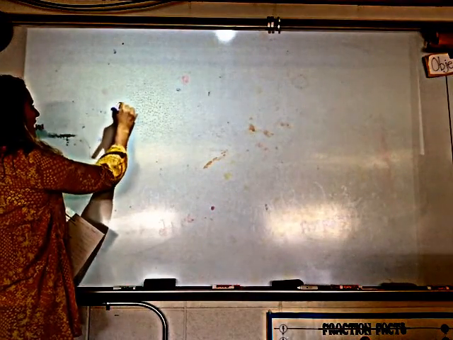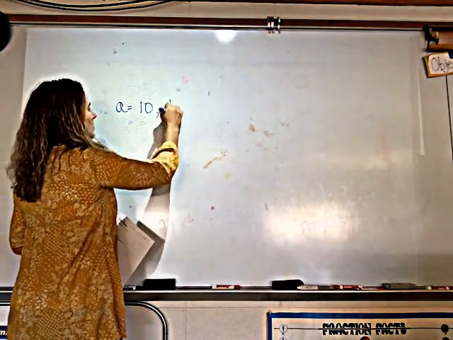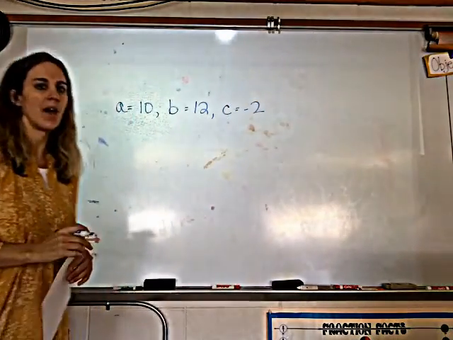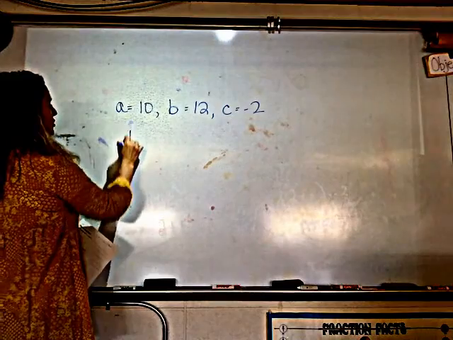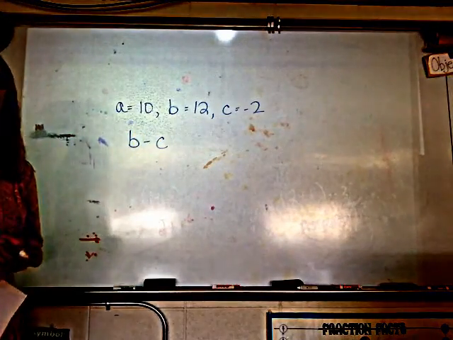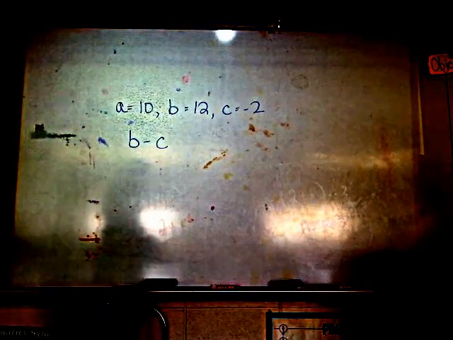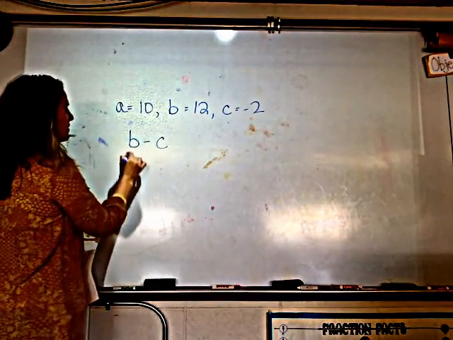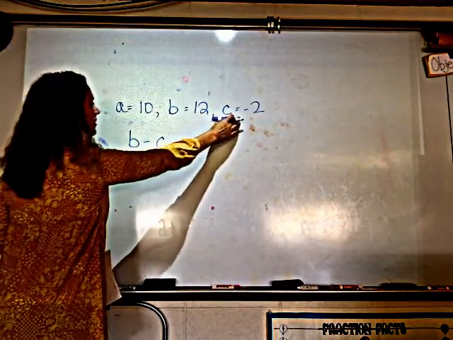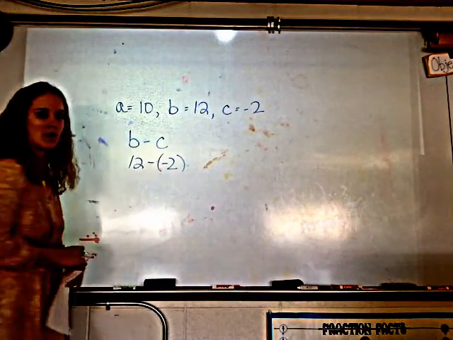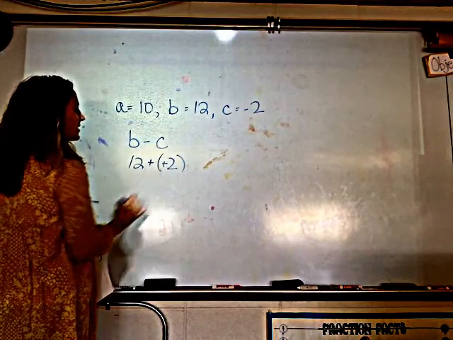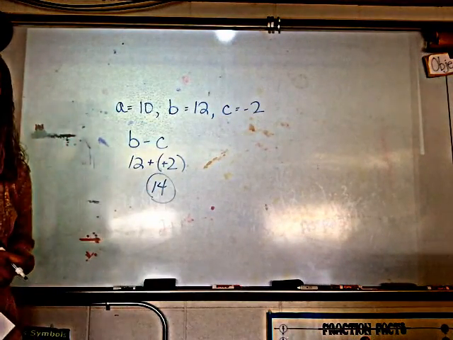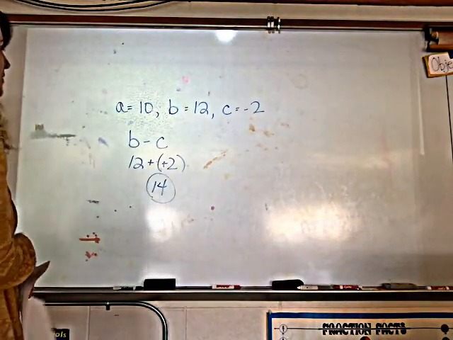Let's say that I have A equals 10, B equals 12, and C equals -2, okay? I might look at a situation where I have the expression of B minus C, okay? Well, when I have B minus C, that's the same as taking the value of B, which is 12, minus the value of C, -2. Remember, when I'm subtracting a negative, that's the same as adding the opposite. 12 plus 2 is 14. Okay? And one more example.